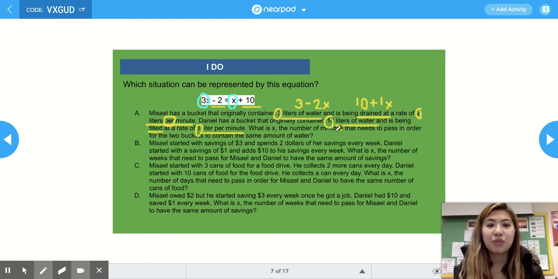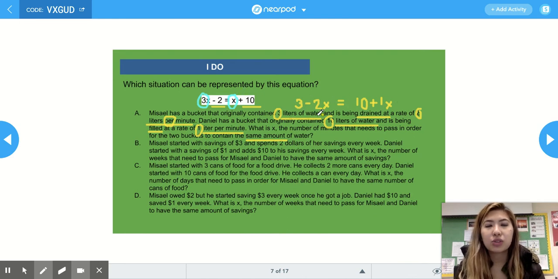What is x? The number of minutes that need to pass in order for the 2 buckets to contain the same amount of water. The keyword that indicates this is an equation is that we have to figure out the same amount. So we have 3 minus 2x is equal to 10 plus 1x.